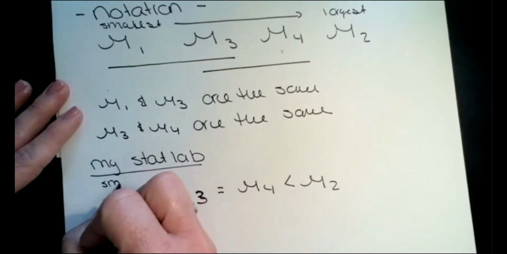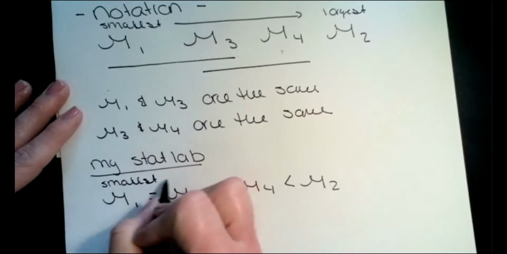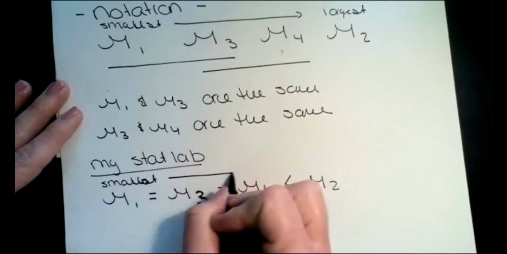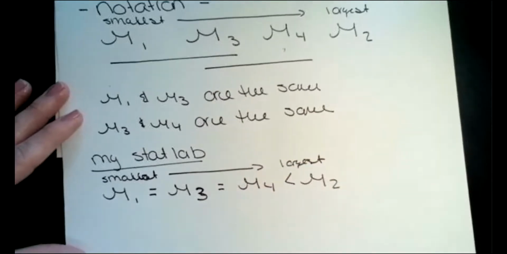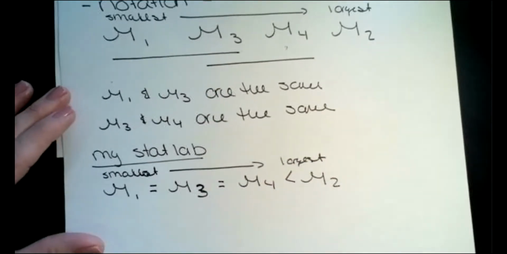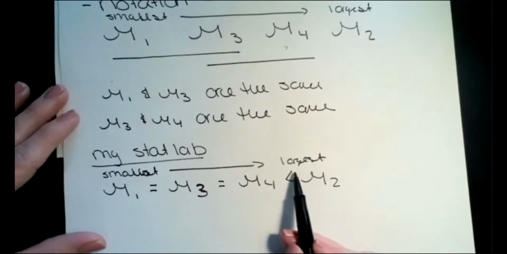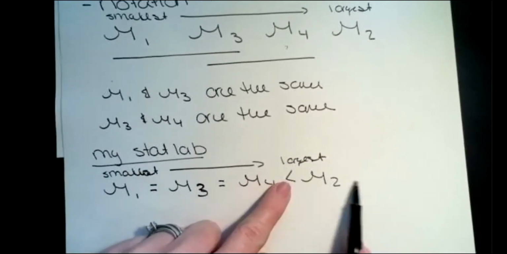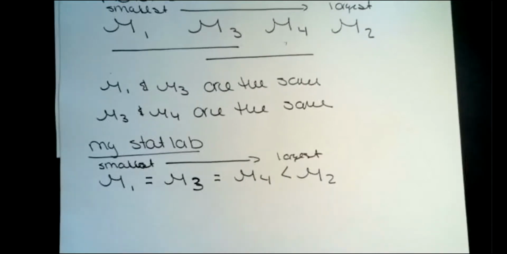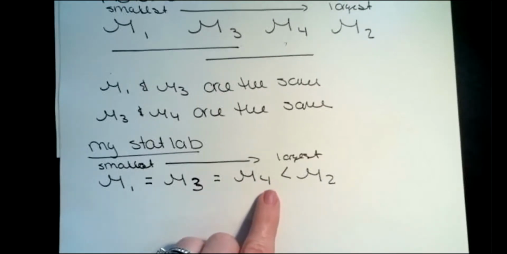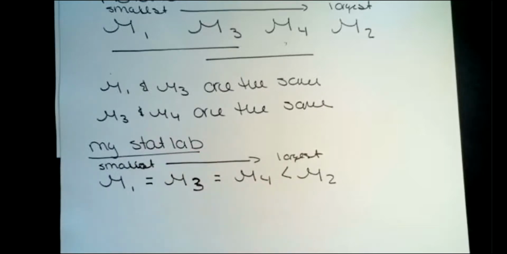So let me just write here, smallest to largest. Okay. So you might have different inequality symbols here, but remember, it should always be a less than. It should always be opening towards the right because this is always a larger number. Okay. This is what you can expect to do on stat lab, on your homework. Okay.